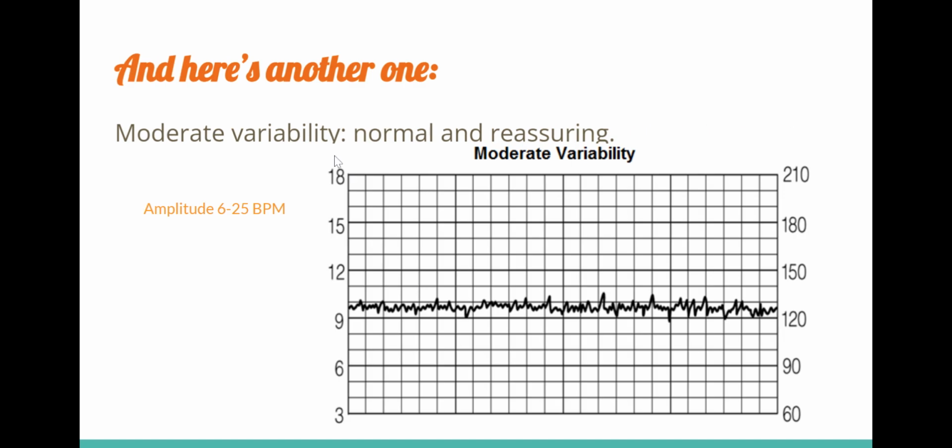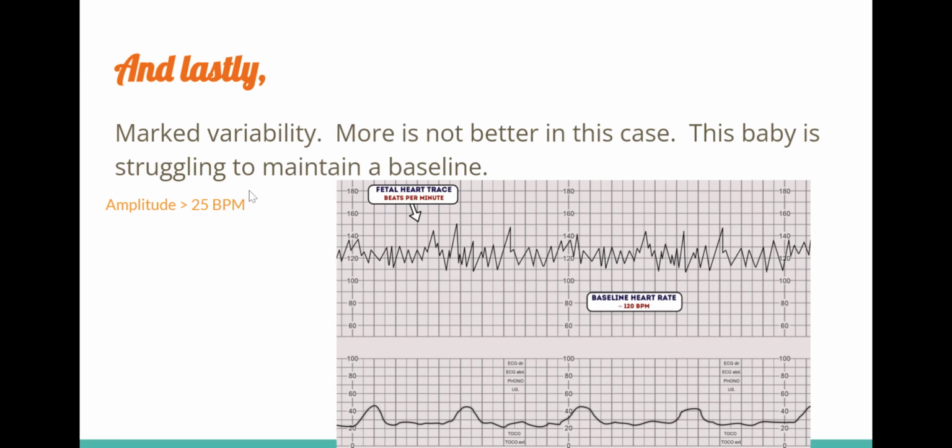Moderate variability, normal, reassuring. I see this, I know that I could give report to my friend and feel good about that baby. Amplitude here is between 6 and 25 beats per minute. And you see it's kind of jaggedy, a little irregular. That just means baby is responding. And lastly, marked variability. This is like, I think this is a simulated program because you rarely see it look this clearly drawn. But the baseline heart rate, you really can't almost pick a baseline because the beat to beat variability is so very different.